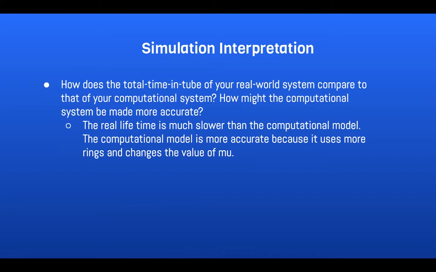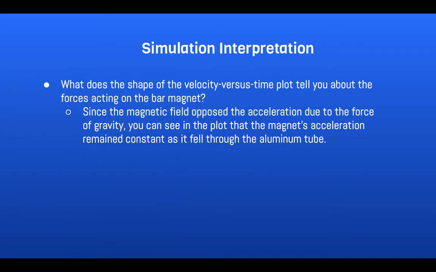So, notice that the real life time is much slower than the computational model. The computational model is more accurate because it uses more rings and changes the value of mu. Since the magnetic field opposed the acceleration due to the force of gravity, you can see in the plot that the magnet's acceleration remained constant as it fell through the aluminum tube.